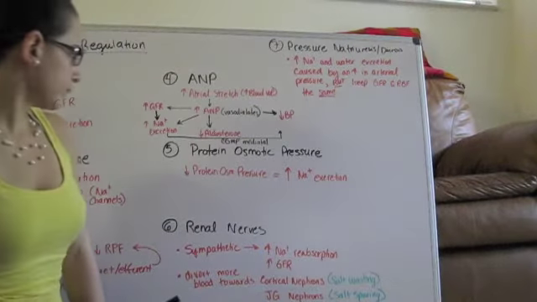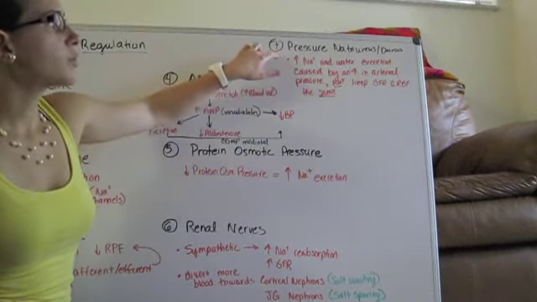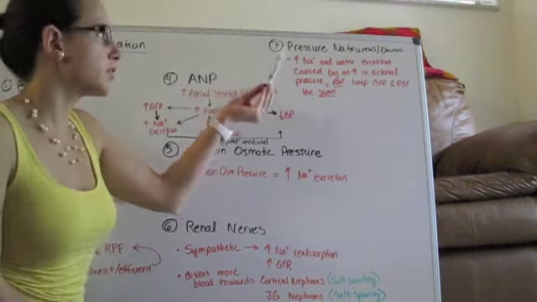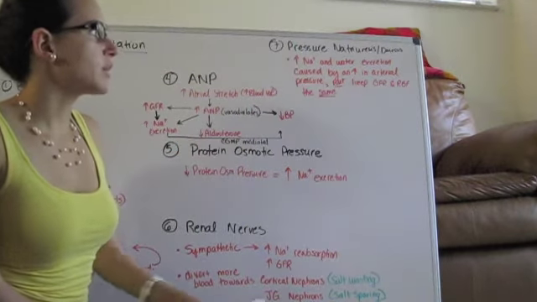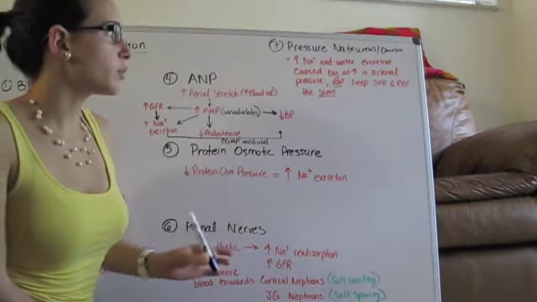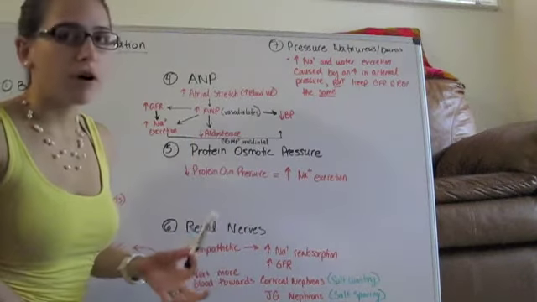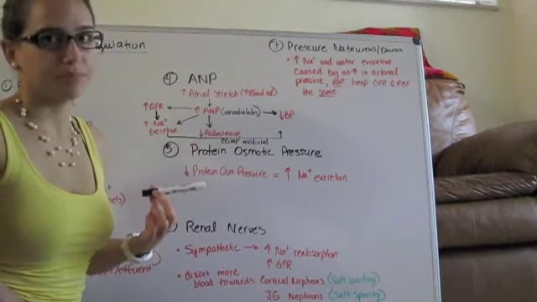The next point I want to talk about is pressure natriuresis and diuresis. And literally, this is the definition: an increased sodium and water excretion caused by an increase in arterial pressure, but keeping GFR and renal blood flow the same.